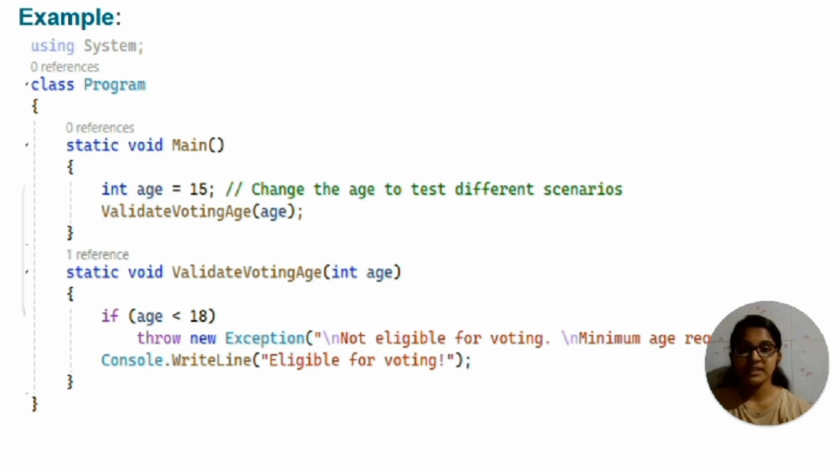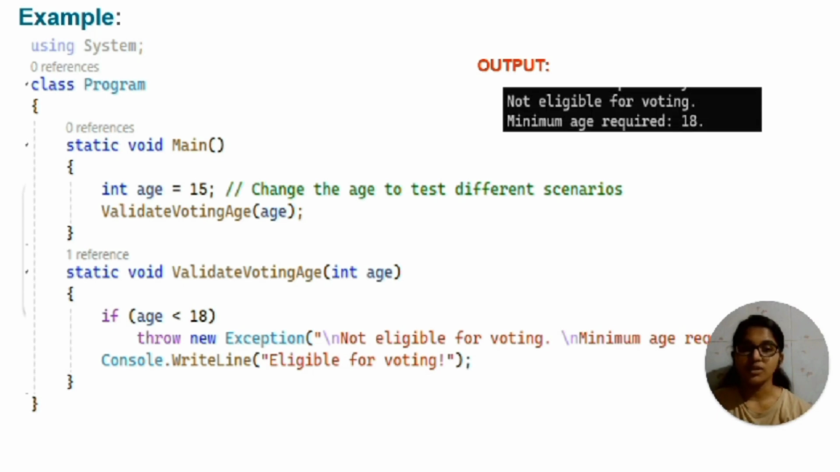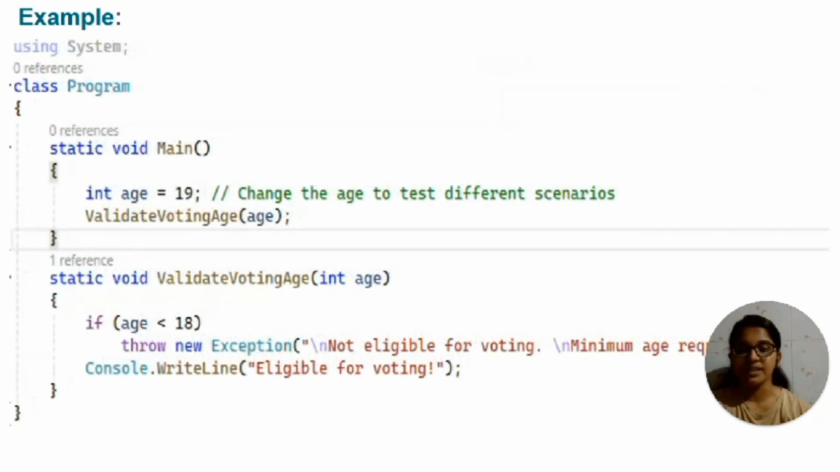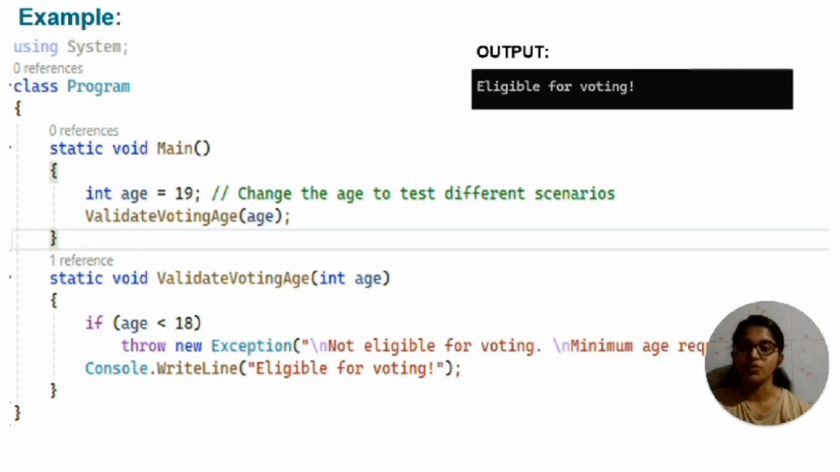If the age is less than 18, then it will throw an exception: not eligible for voting, minimum age required is 18. And if we pass age as 19, then the output will be eligible for voting. Using throw exception allows us to handle exceptional cases explicitly.